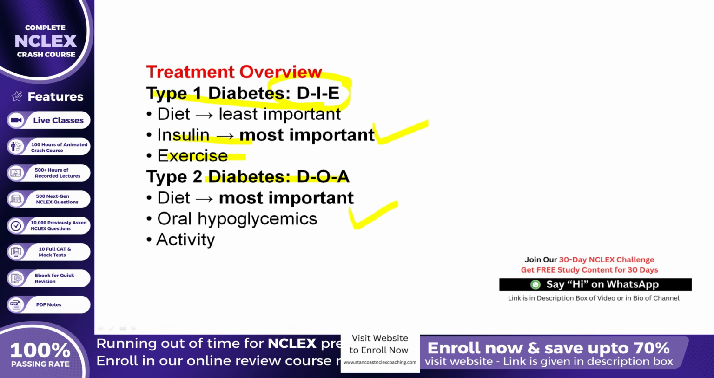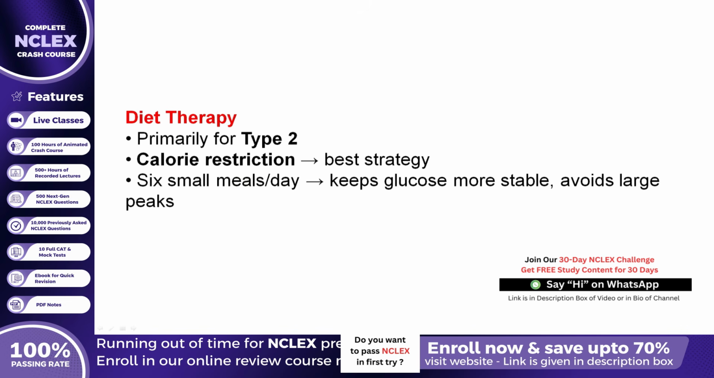Finally, let us take a look at diet therapy. Diet therapy is primarily for type 2 diabetes. Calorie restriction is the best strategy. Eating 6 small meals per day helps keep glucose more stable and avoids large peaks.